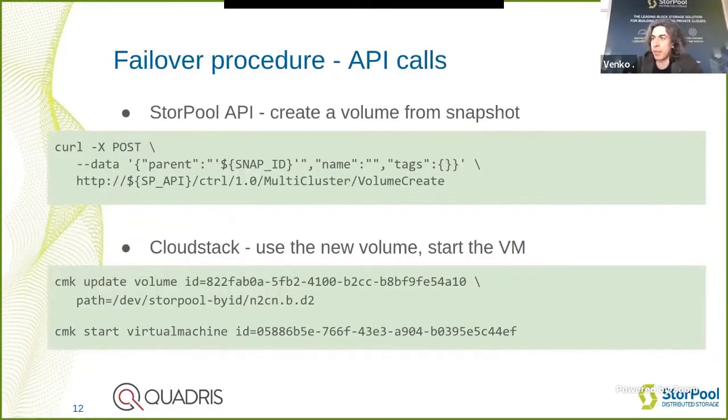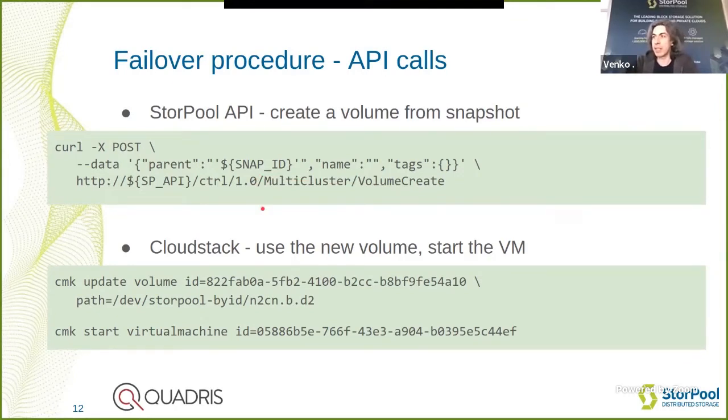So here is an example of the 2 most important steps here. They are just executed as a simple API call. The first is an API call to the StorPool API, and this is to create a volume from the snapshot. Once we have the list of the snapshots, virtual machines and volumes that need to be created, for every snapshot we just execute this API call, which is basically volume create, and we provide the snapshot ID, and this creates a new volume.